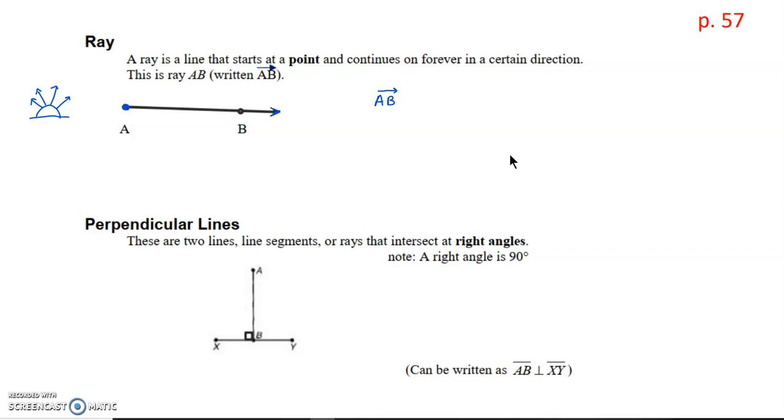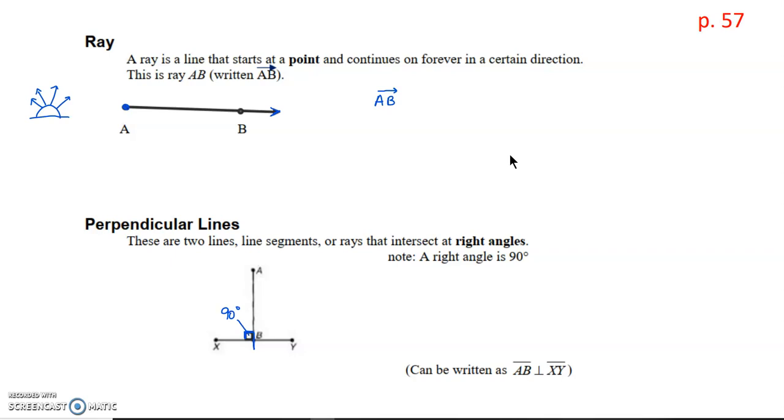For perpendicular lines, they're two lines, or they can be two segments, or they can be two rays. But what's happening is they intersect or cross at a right angle. And we can see here that the right angle symbol is shown by a little box in the corner. And this right angle is 90 degrees.